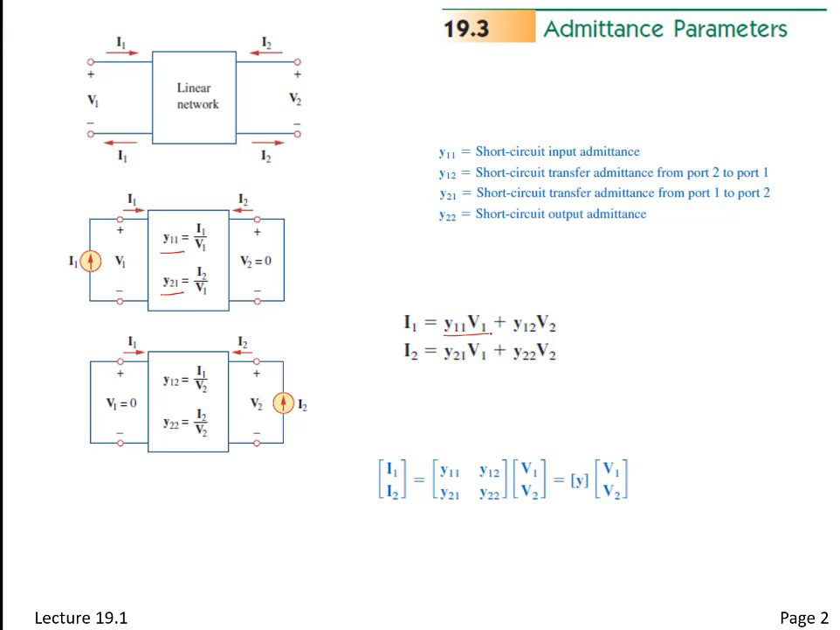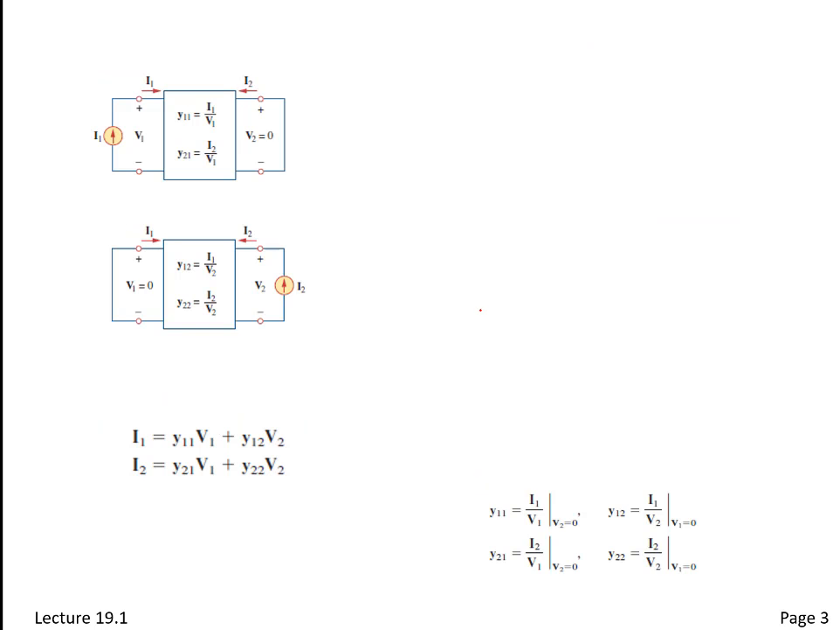Here's the input on its own, and here's the relationship of I1 to the second terminal. Here's the relationship of I2 to the first terminal and I2 to itself. Okay, that terminal to itself. All right, so this is exactly like the impedance parameters, except we're inverting. We're making equations now for I as the dependent variable, and the independent variable is V.